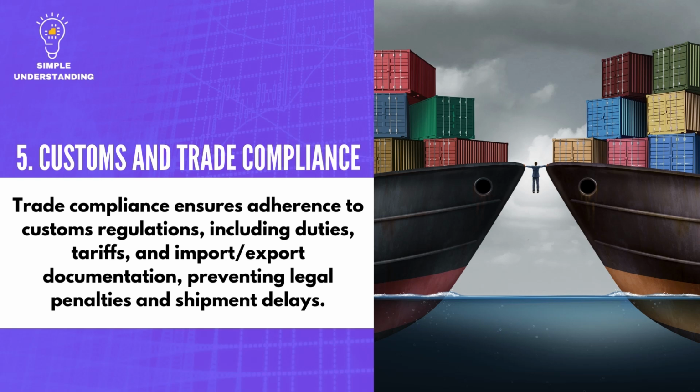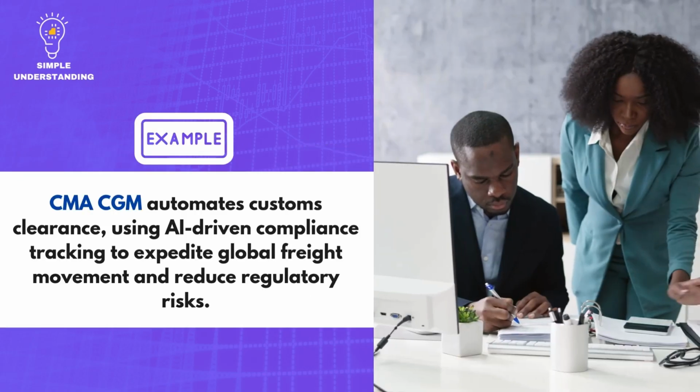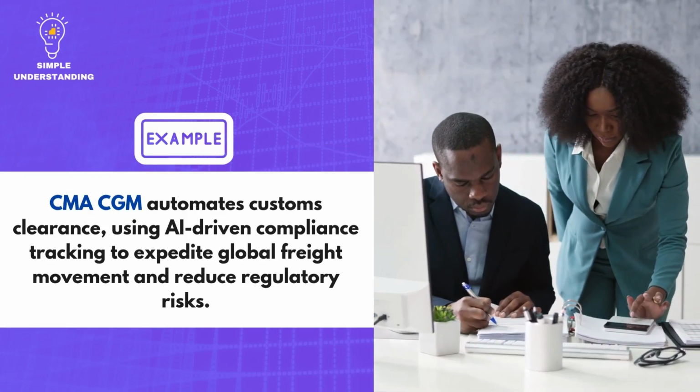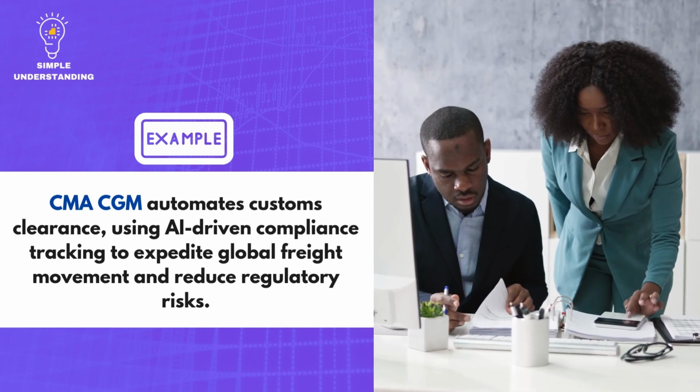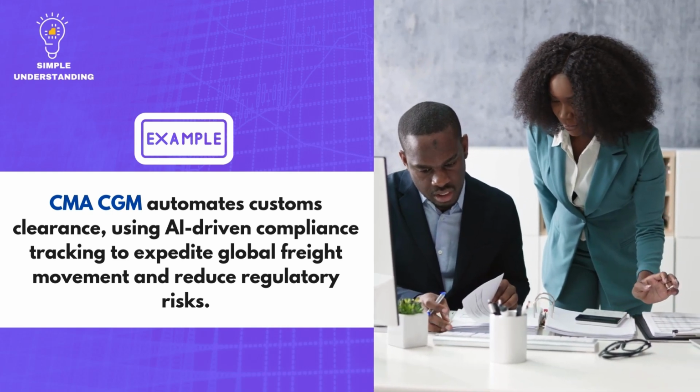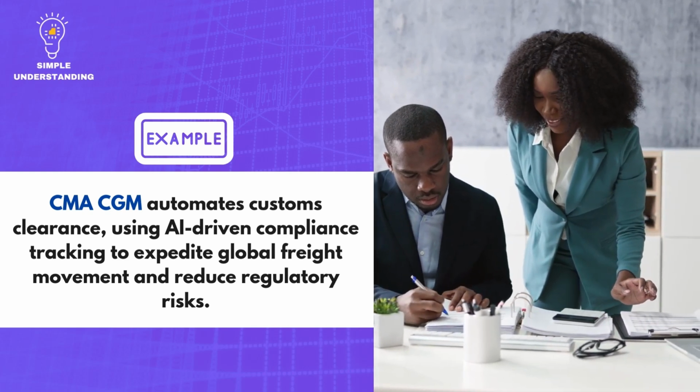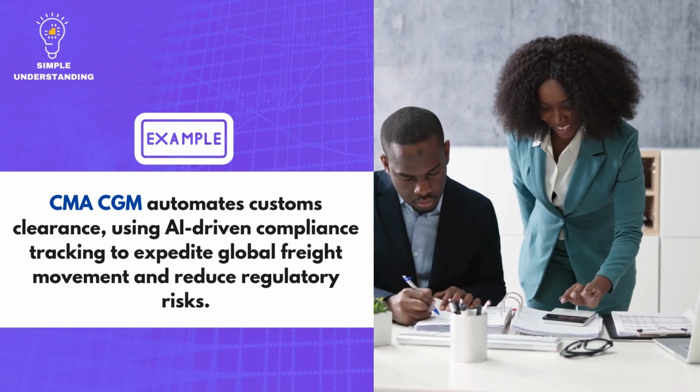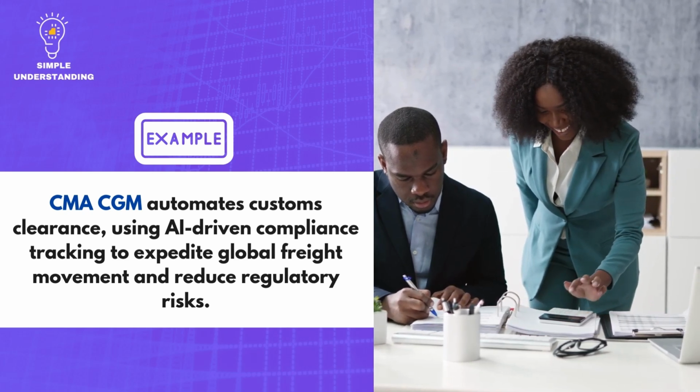Explanation. Trade compliance ensures adherence to customs regulations, including duties, tariffs, and import-export documentation, preventing legal penalties and shipment delays. Real company example. CMA-CGM automates customs clearance, using AI-driven compliance tracking to expedite global freight movement and reduce regulatory risks.